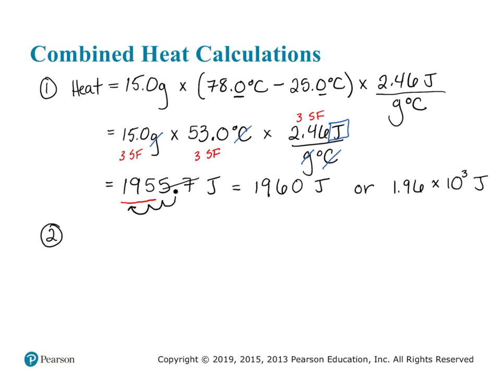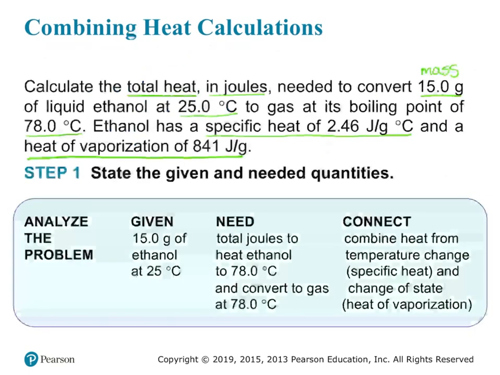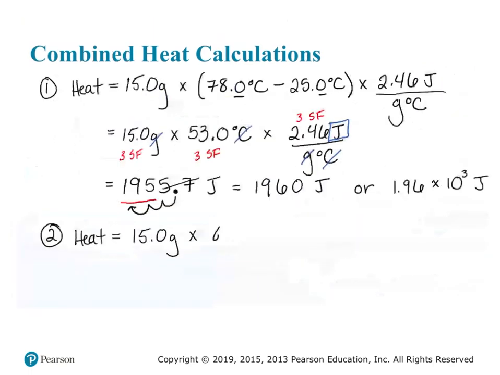All right, step 2. So we are going to multiply the mass by the heat of vaporization. So let's go back and look up the heat of vaporization. So that is 841 joules per gram. All right, so let's plug that into our calculators.